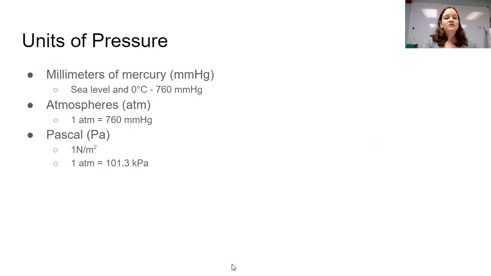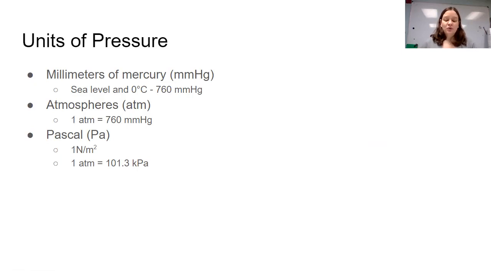So then we are going to move on to units. There are 3 different units that we frequently use, and you need to be able to convert between all of them. So that's actually today's lesson. We're going to define these units. We're going to define standard temperature and pressure, and then talk about how we can convert between these units.